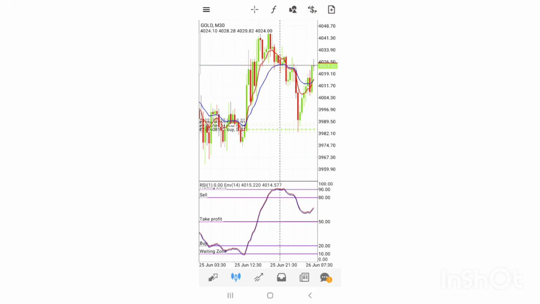Guys, as you can see, we just finished setting up all the indicators that we need, and I'm going now to the next step to explain to you how to use this indicator. Make sure you don't skip this part because it's also very important to know how to use the indicator.